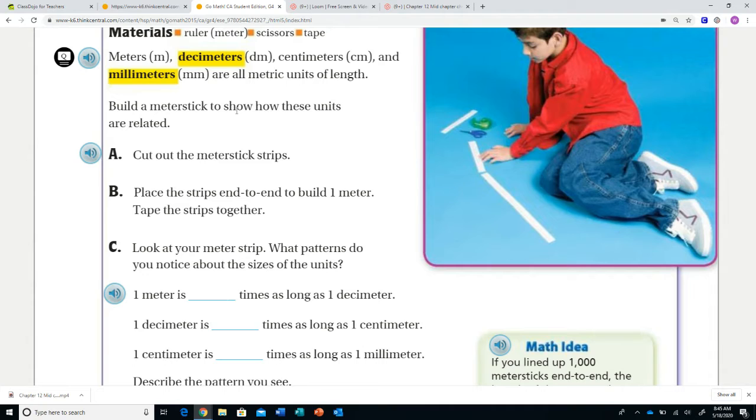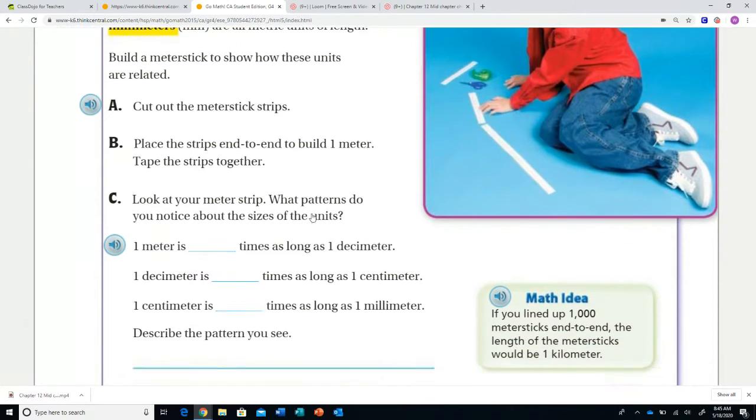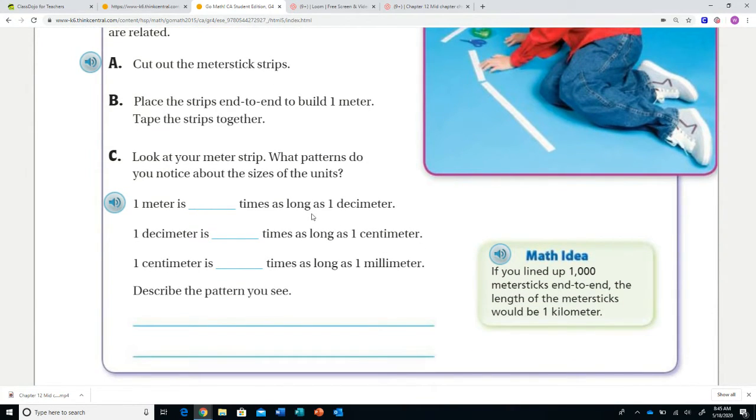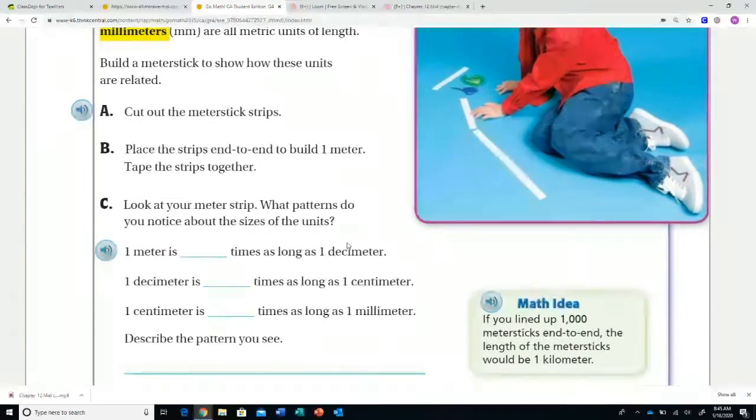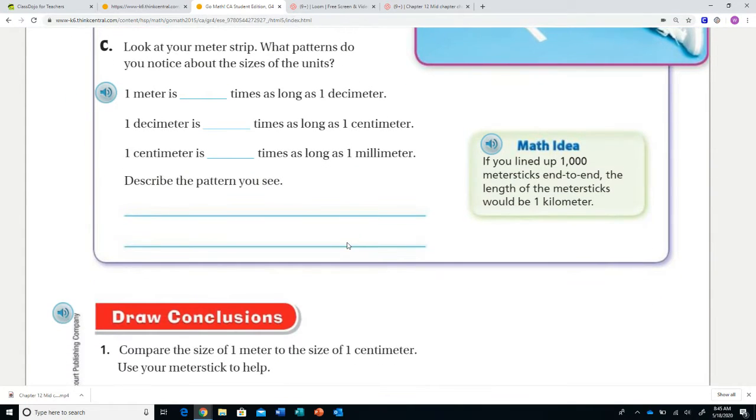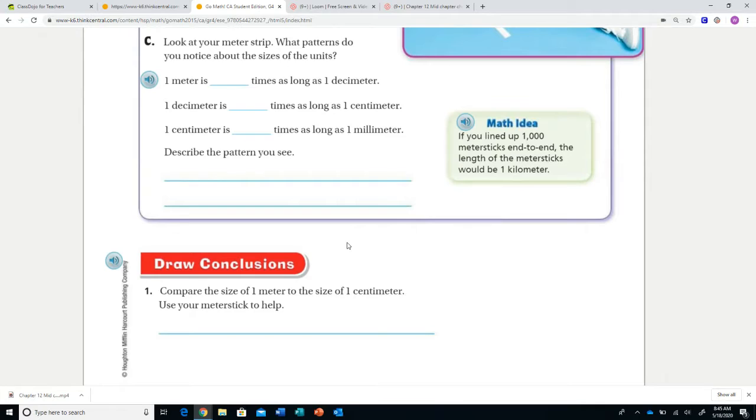It says, build a meter stick to show how these units are related. Cut out the meter strips. Place the strips end to end to build 1 meter. Tape the strips together. Look at your meter strip. What patterns do you notice about the size of the units? Like I said, you can do that, but let's just go through what the example is looking for here.